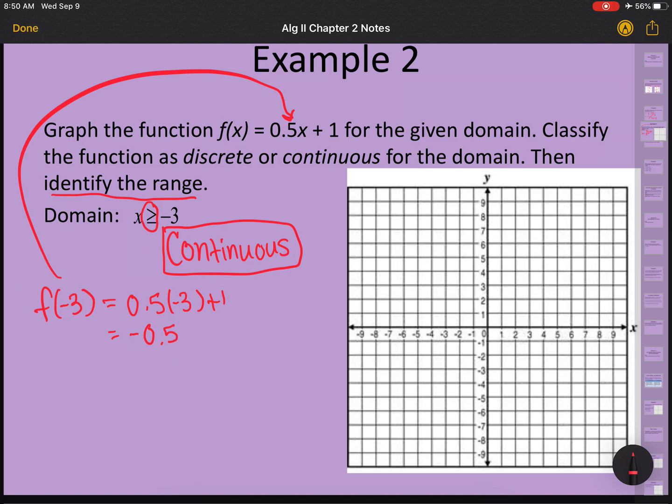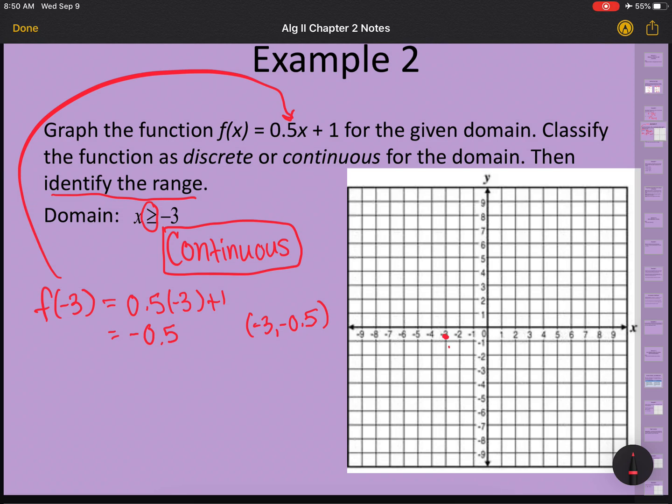So starting there at -3 as a point, -0.5. Here I go to graph that. -3 and -0.5 is in between 0 and -1. And then as I keep going, I could keep graphing points. So at -2, if I plug that in, -1 if I plug that in. Okay. So we already did that on the previous slide, right?